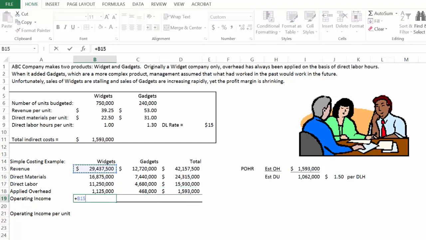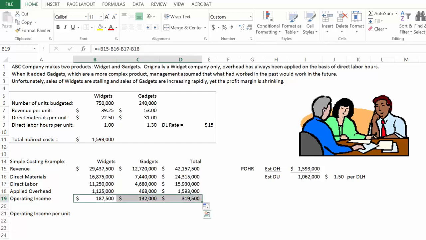Now I can sum these rows. Remember, costs are subtracted from revenues. And so we have operating income. Even though the widget department is making a little bit more money than the gadget department, let's see what happens when we look at it on operating income per unit.